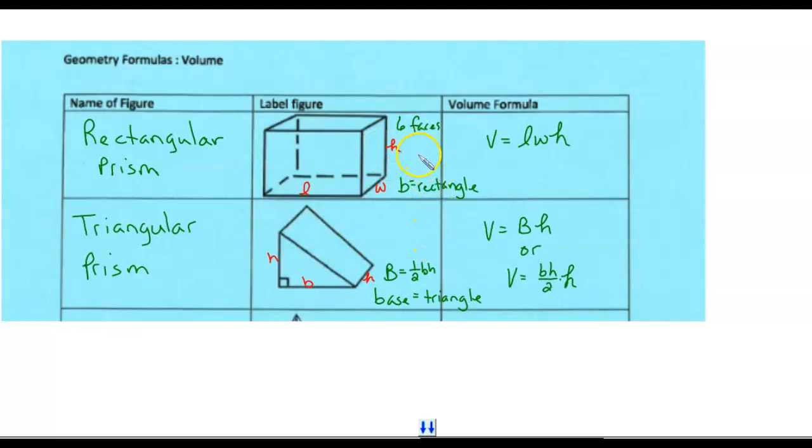So the formula for finding the volume of a right rectangular prism is volume is length times width times height. So it'd be the length times the width times the height.